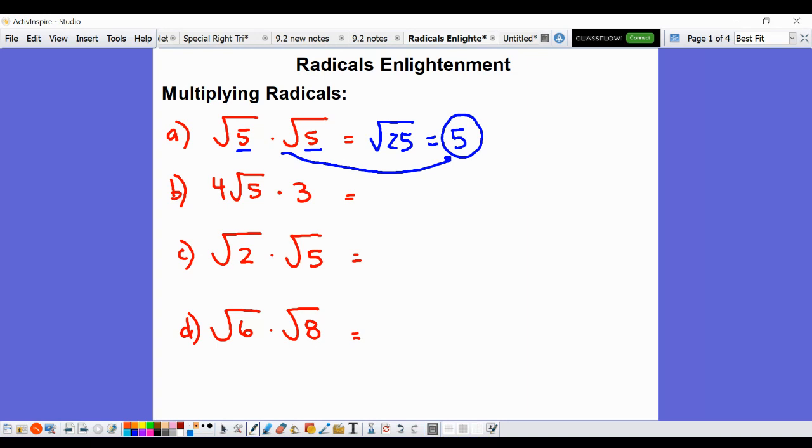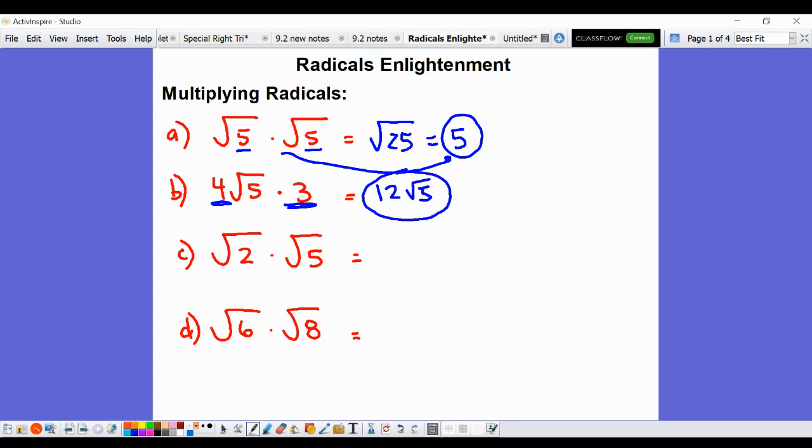Now, what happens if I have 4 roots of 5 times 3? Only numbers outside the square root will multiply and affect other numbers that are integer whole numbers. So this 4 and this 3 will multiply to give me 12, and the square root of 5 just comes along for the ride.